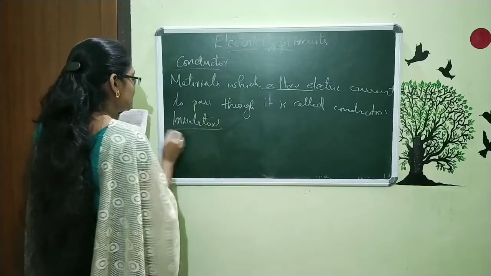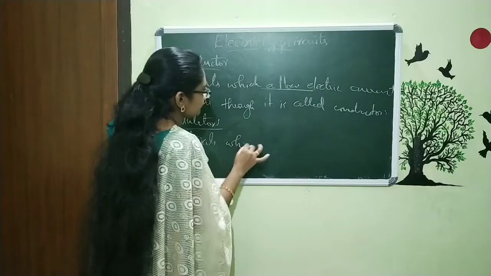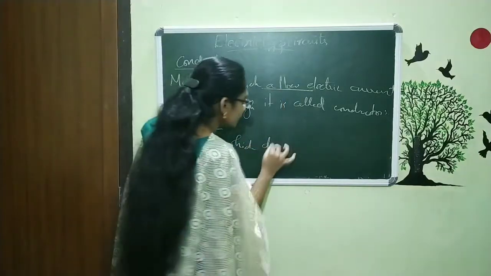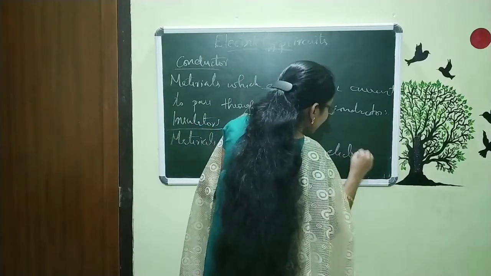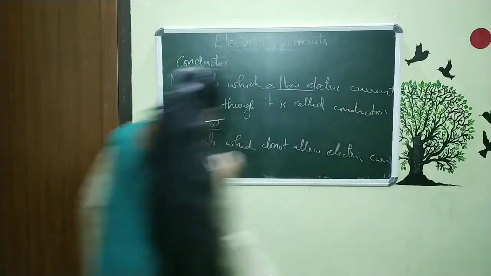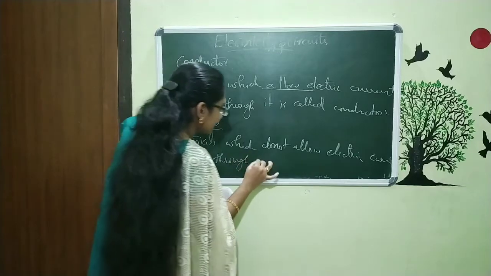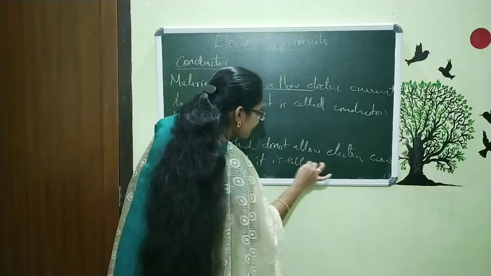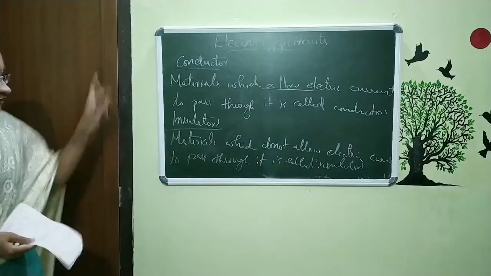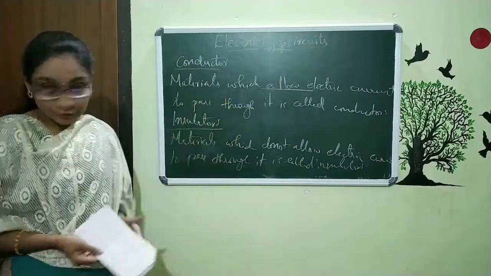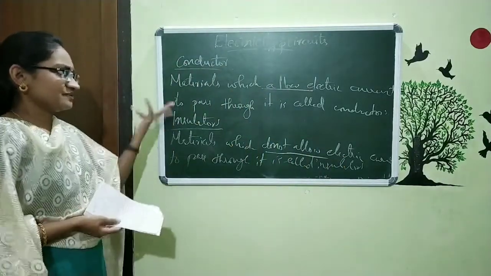What is the definition? Materials which do not allow electric current to pass through are called insulators. So this is the definition. A conductor allows electric current to pass through it, and an insulator does not allow electric current to pass through it. Very simple.